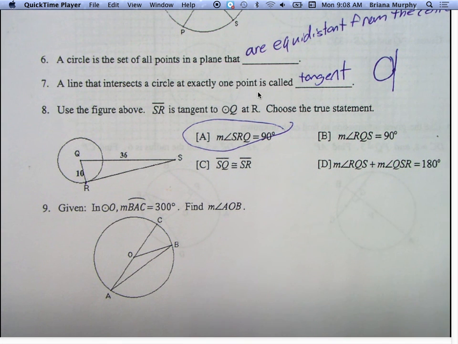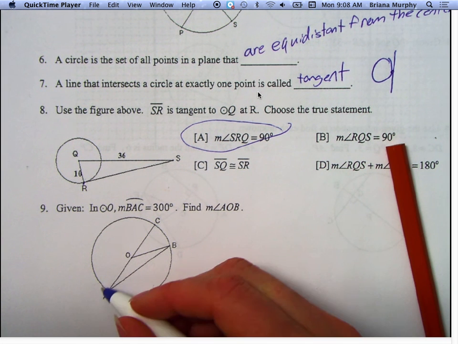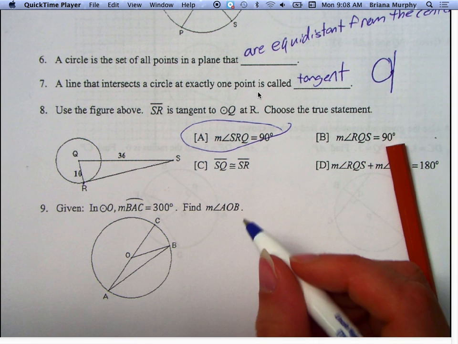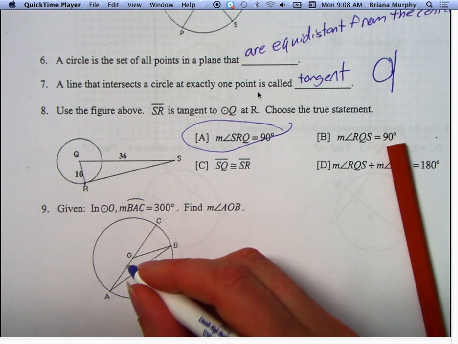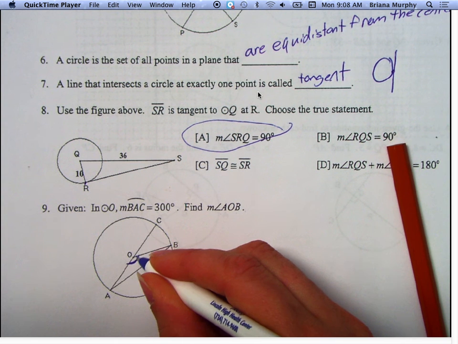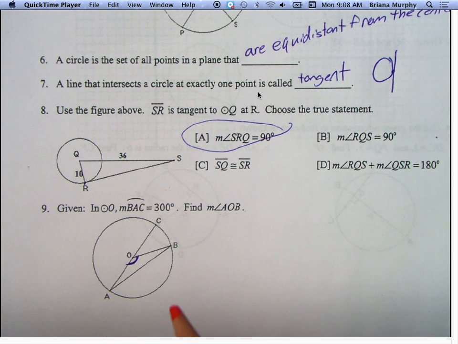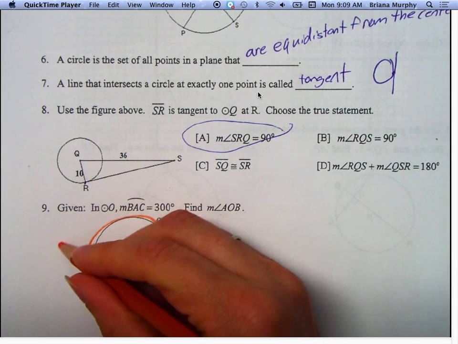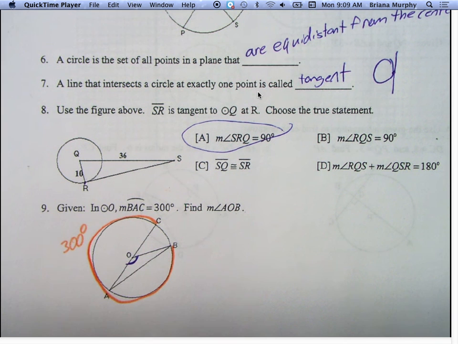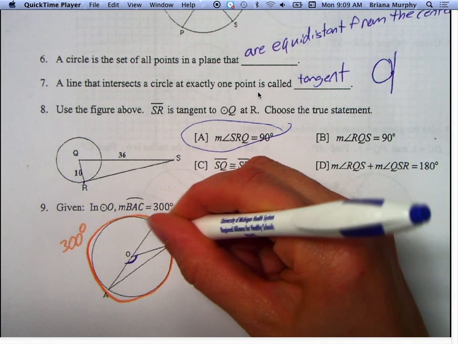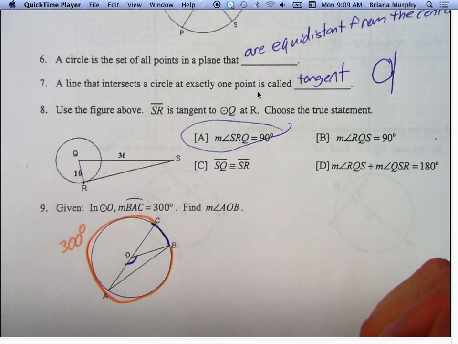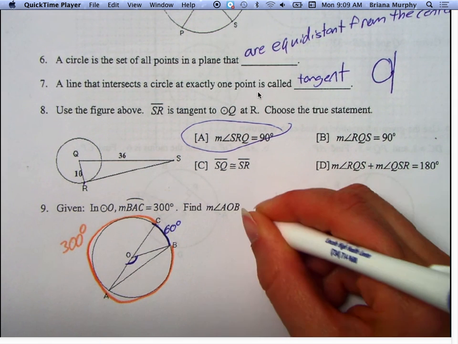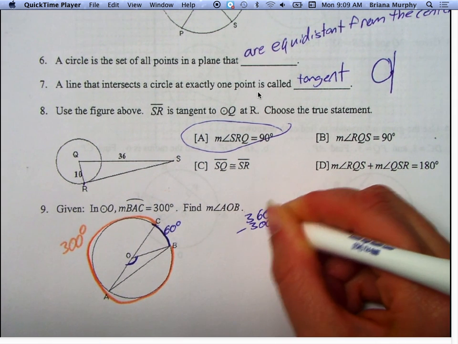Number 9. Okay, we're trying to find angle AOB. AOB, this angle right here. Okay, I know arc BAC is 300 degrees. How am I going to find angle AOB? Okay. What is this arc right here? CB. How many degrees would that be? It'd be 60, right? Because 360 minus 300 means I have 60 left over.